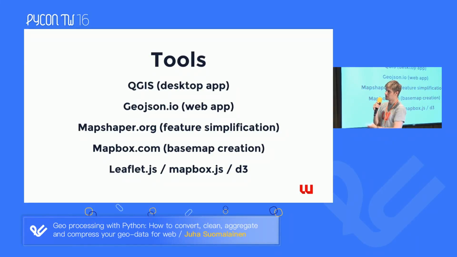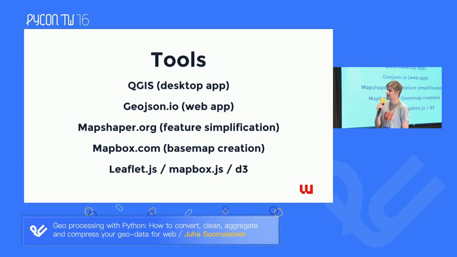I will talk about Mapshaper a bit later, but it's a very good website for feature simplification. So simplification is a process where you compress the data, you make the features simpler. And Mapshaper allows you to import your data there and have a slider on how much you want to simplify it. I will show that a bit later.